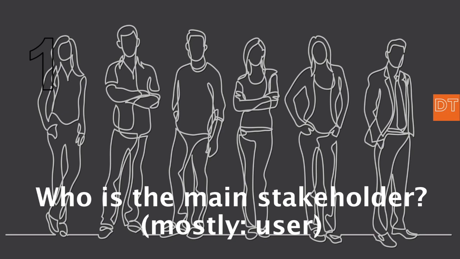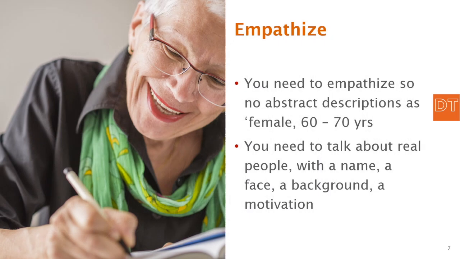The first step is you have to decide for whom you are designing it. And this mostly is a user, the user of a product or a service you're developing. However, it's also possible that there are other stakeholders that are even more important than just the user. In those cases, you have to design for your core stakeholder, for instance, a client. Let's stick with the user.